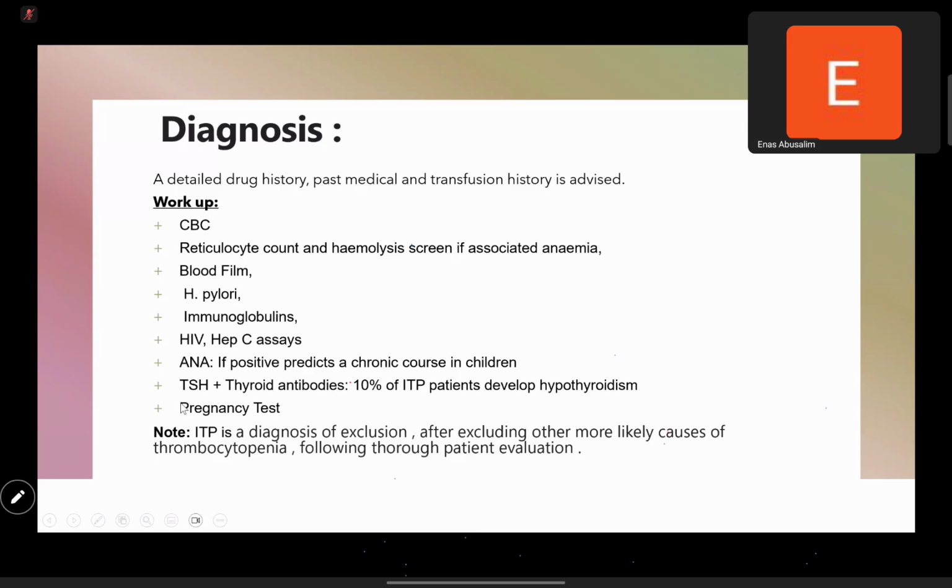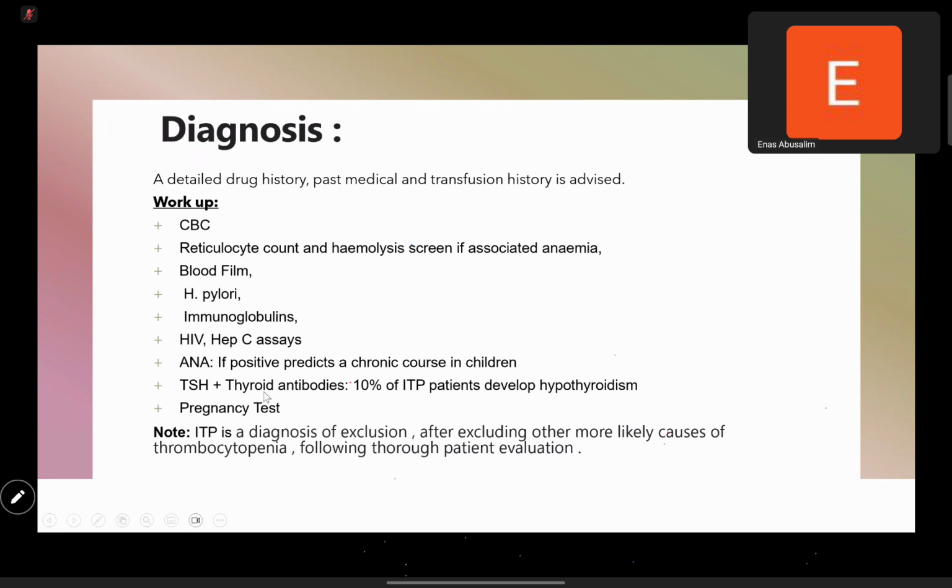And then, like we said, autoimmune workup, HIV, hepatitis B, H. pylori infection, and immunoglobulins. Why immunoglobulins are important is because one of the secondary causes of ITP is an inherited immunodeficiency called common variable immunodeficiency. So we need to do immunoglobulin levels to rule that out.